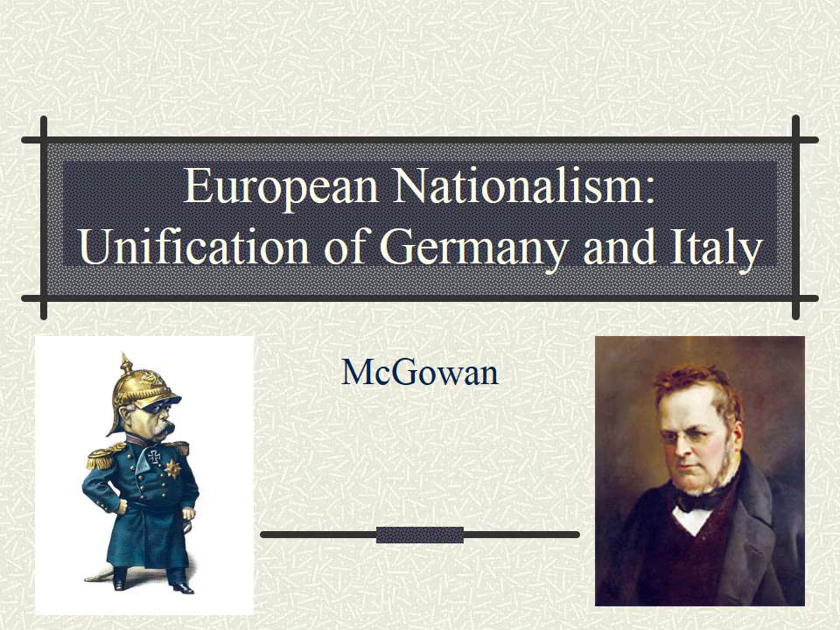Below are two pictures. The one on the left is the German Chancellor Otto von Bismarck, and the man on the right is Count Camillo Cavour of Sardinia Piedmont. Both these men have a very significant role in unifying their respective countries, and we're going to look at the steps that they took to allow for that unification process.